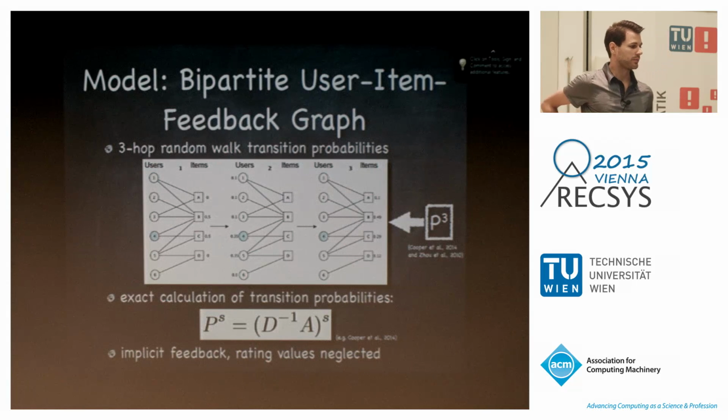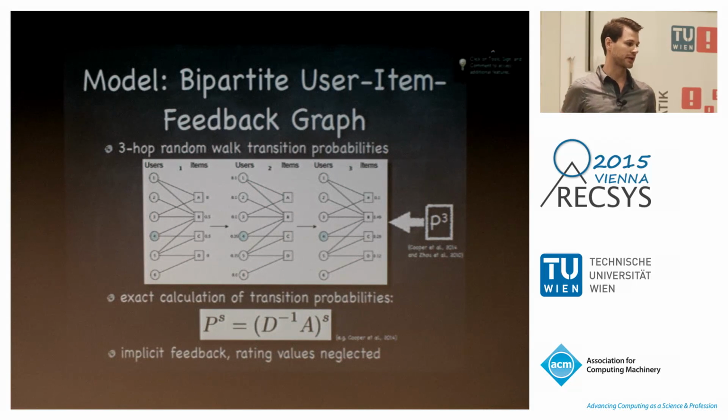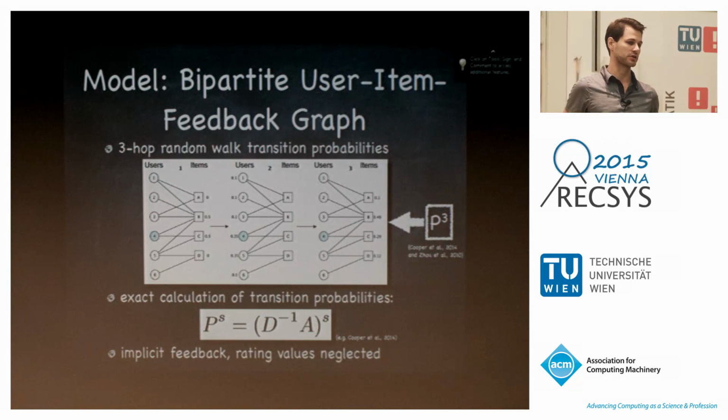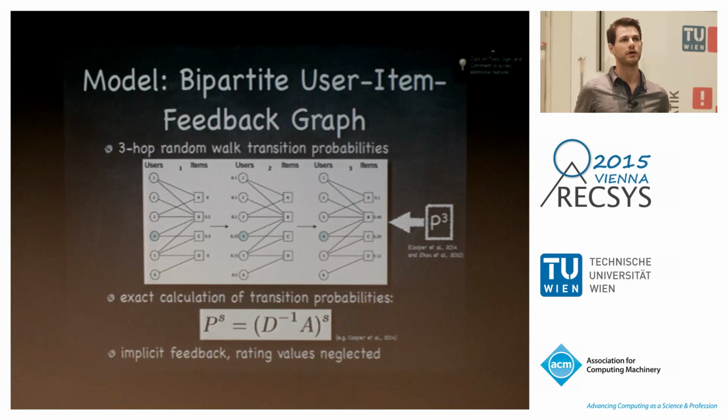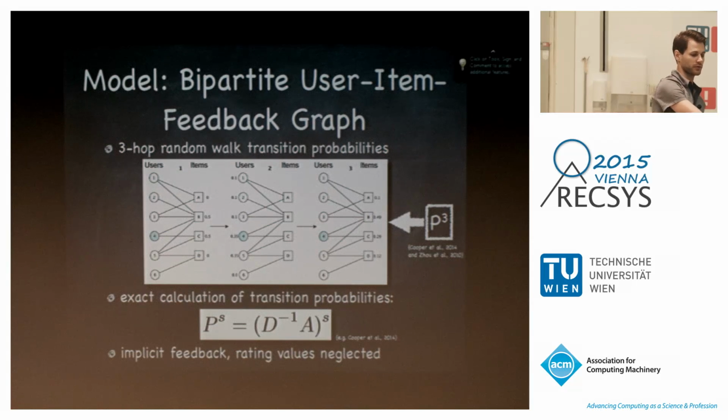Our data model considers only implicit feedback, so we don't collect rating values, and the edges in our graph don't contain any weights, and the graph doesn't contain any parallel edges.